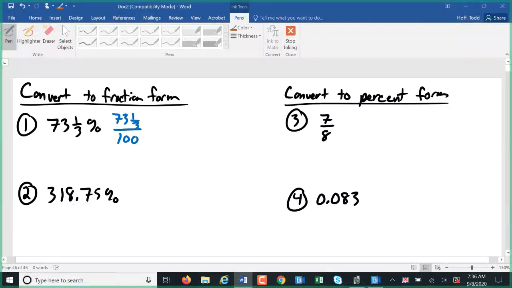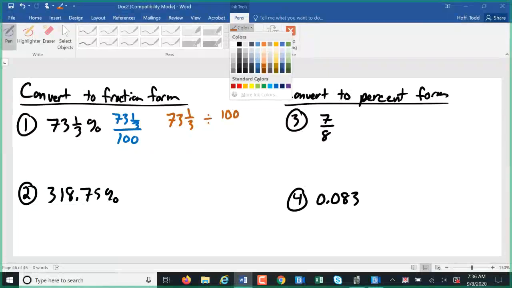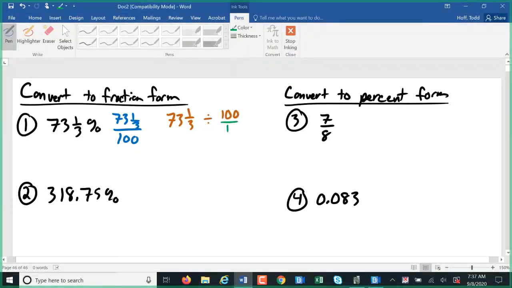We can multiply both by 3, or we can simply just divide this out. 73 and a third over 100 can be thought of as 73 and a third divided by 100. Now I'm going to make that 100 into a fraction by putting it over 1. And then to divide, I'm going to have to multiply by the reciprocal, so that means I have to have these in the form of an improper fraction. 73 times 3 is 219, plus 1 is 220 over 3. And then divided by 100 is going to be times the reciprocal, so times 1 over 100.